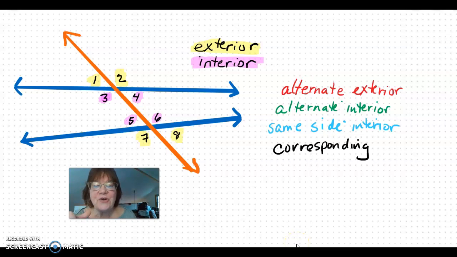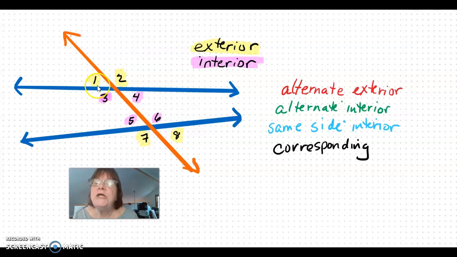Hey kids, this is a quick video on the different pairs of angles that get formed when you have two lines crossed by a transversal. So two blue lines crossed by the orange line, and we call that a transversal, which means a line that crosses other lines, basically. Okay, and you'll notice that it creates 8 angles when it crosses, and we've numbered them 1, 2, 3, 4, 5, 6, 7, and 8.